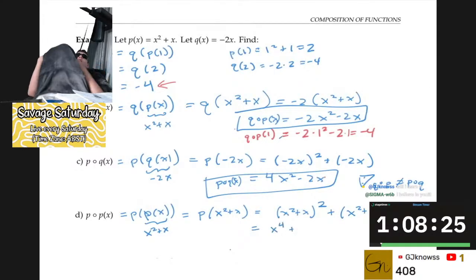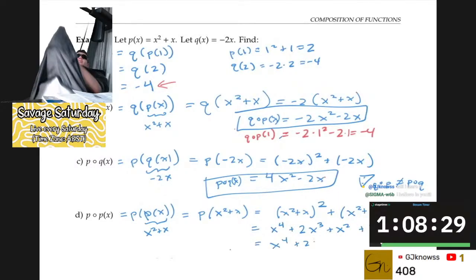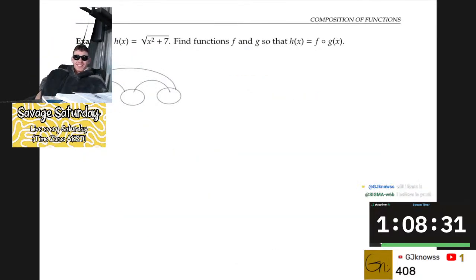That gives me x to the fourth plus 2x cubed plus x squared plus x, or x to the fourth plus 2x cubed plus 2x squared plus x. In this last set of examples, we're asked to go backwards. We're given a formula for a function h of x, but we're supposed to rewrite h of x as a composition of two functions, f and g.